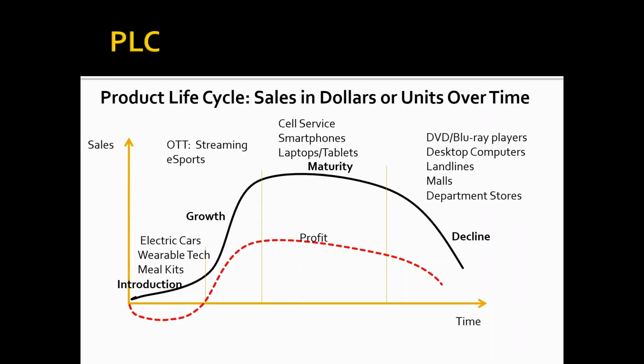Eventually, sales drop more quickly and the product goes into decline. And this can either be a fairly precipitous drop or it could be a gradual drop. For example, products that might fit this category: DVD and Blu-ray players, desktop computers, especially for consumers, landlines and telephones for landlines. Are malls in decline? Perhaps department stores.